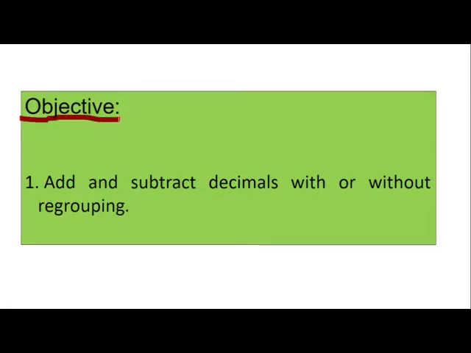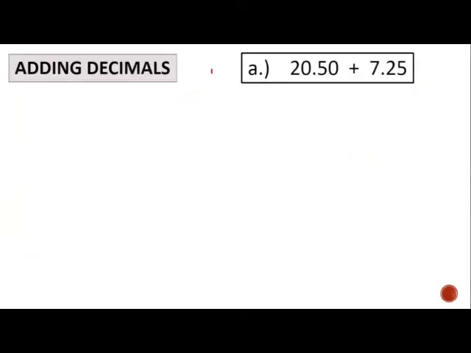Okay, here is our objective for today. At the end of this lesson, you should be able to add or subtract decimals with or without regrouping. Let's start right away with our first example. We have in here 20.50 plus 7.25. How do we do this?